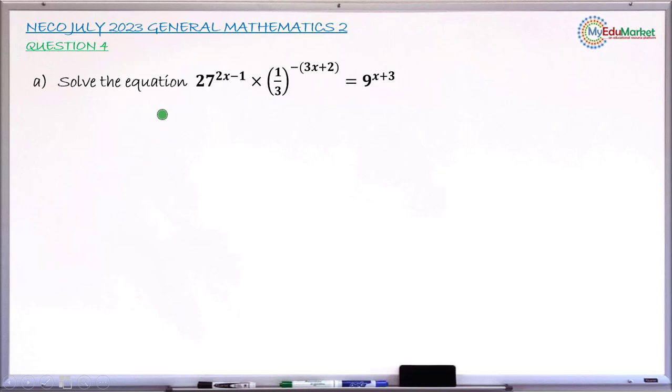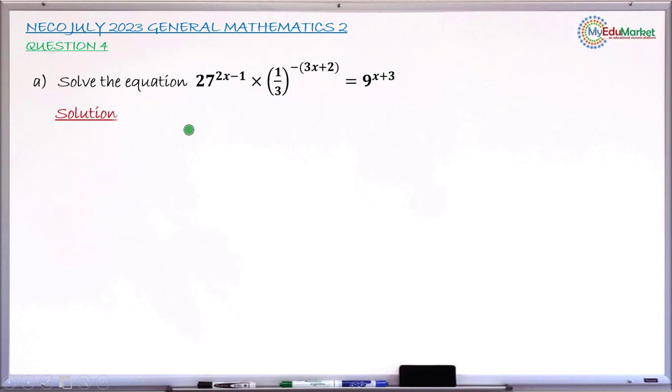This is NECO 2023, question number 4A. The question reads: solve the equation. This is the equation involving indexed numbers, and the equation says 27 raised to the power of 2x minus 1, multiplied by the bracket 1 over 3, and that bracket has a power of minus, another bracket open, inside the bracket 3x plus 2, equals 9 raised to the power of x plus 3.